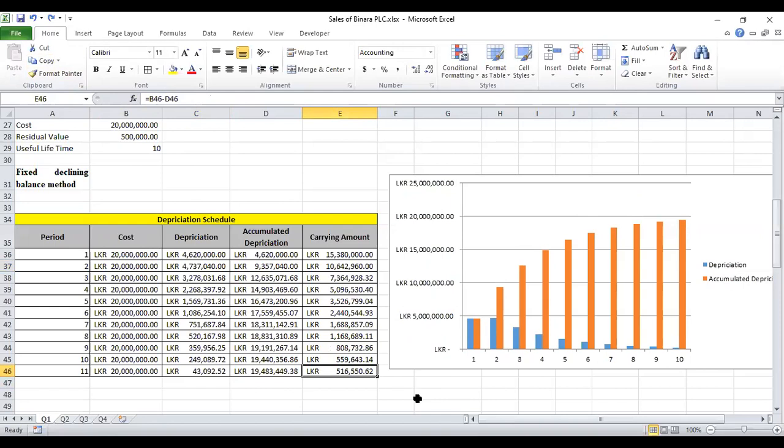Then the small difference you would witness under this fixed declining balance method. It is quite obvious, and I have taught you how to make that particular thing adjusted. So you can simply see the change. It's supposed to be 500,000, the residual value, but it has 516,550. So we may have to adjust that 16,550 to the final year depreciation.